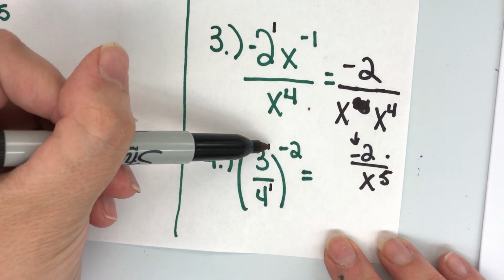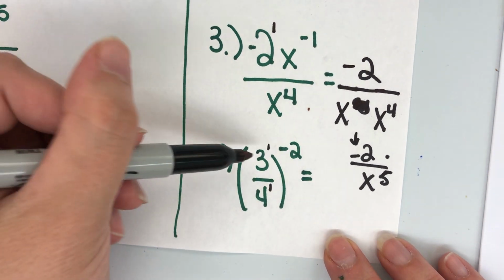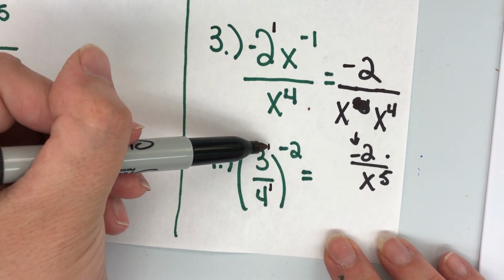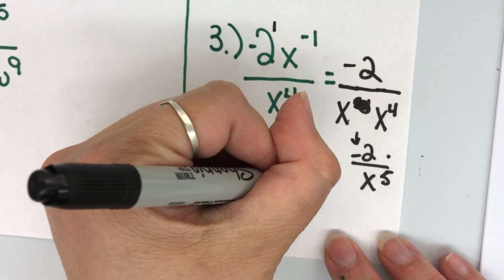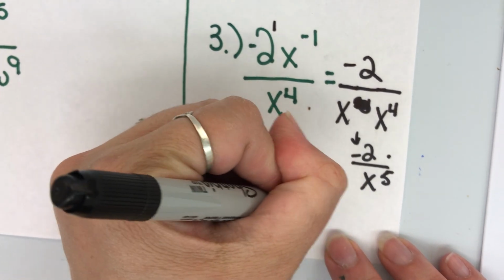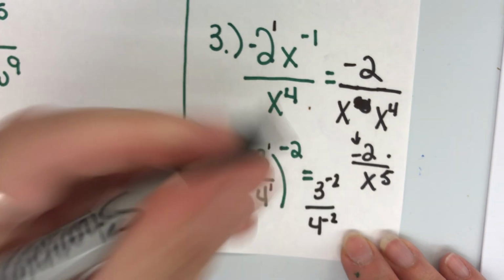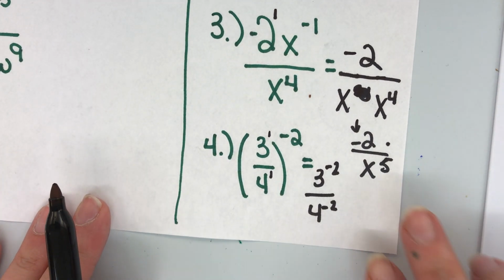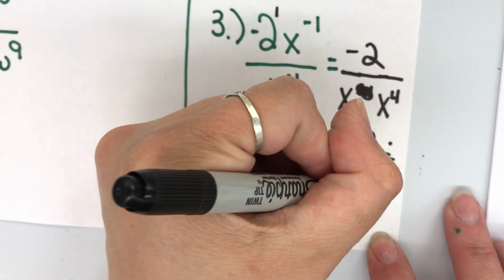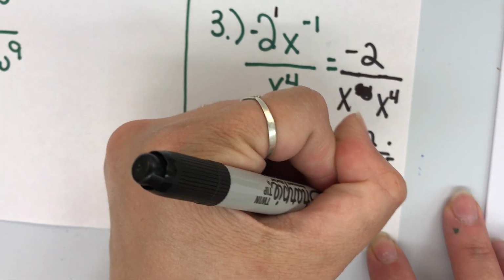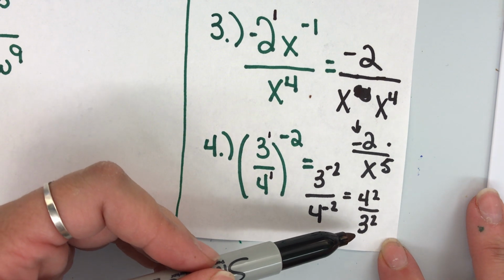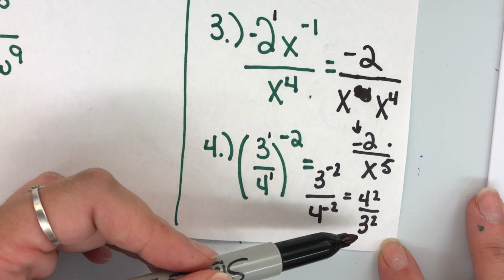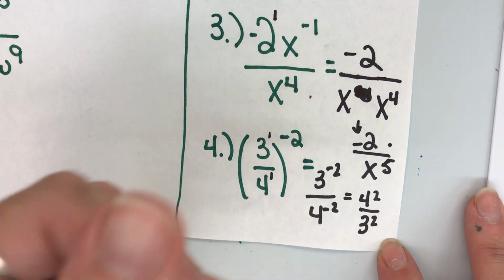And then in this very last one, I just wanted to address that there's technically ones here, and that this is an example of power to a power. So the first thing I would need to do here is remember that whenever I have an exponent raised to another exponent, I multiply. So this becomes 3 to the negative 2 over 4 to the negative 2. But I can't leave the negative exponent, so I'm going to flip the whole thing over, making it 4 squared over 3 squared. I moved the 4 up and the 3 down, making the exponents positive.